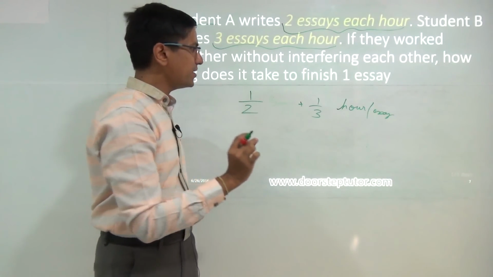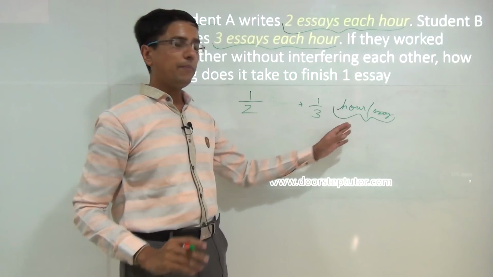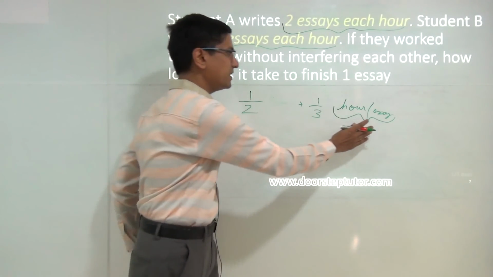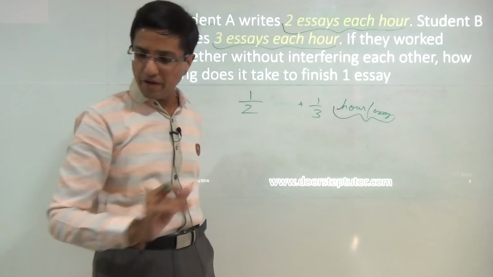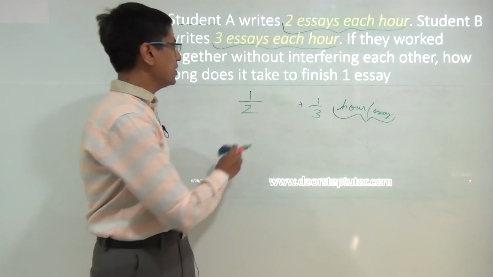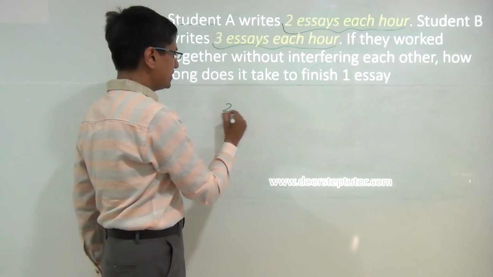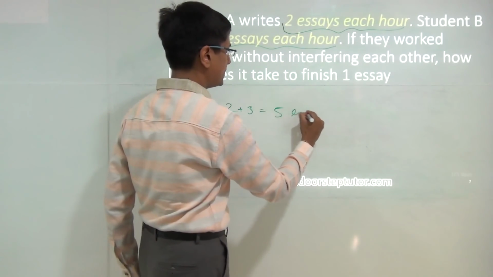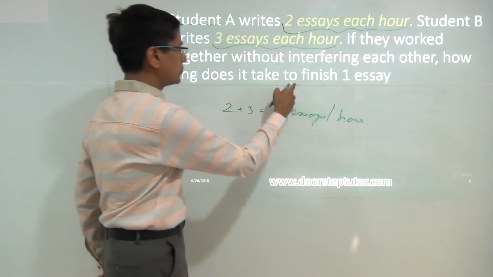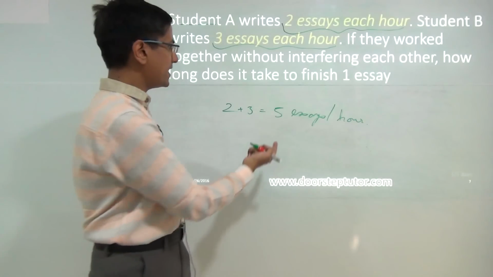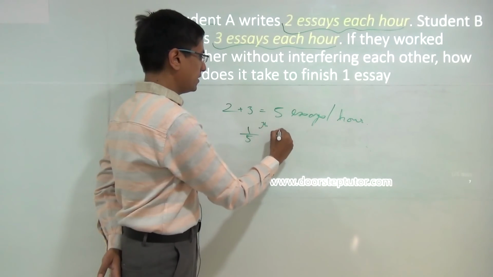Another thing I should point out: we should always write the units. Units help us a lot in solving these problems, whether you explicitly write them or keep them in your head, but you should always be aware of them. If you were aware of these units, you would never miss this question. You would straight away say that the combined rate of work is 2 plus 3, which is equal to 5 essays per hour. So how long will it take them to finish one essay? They can do 5 essays in 1 hour, so it would take them 1/5 of an hour.